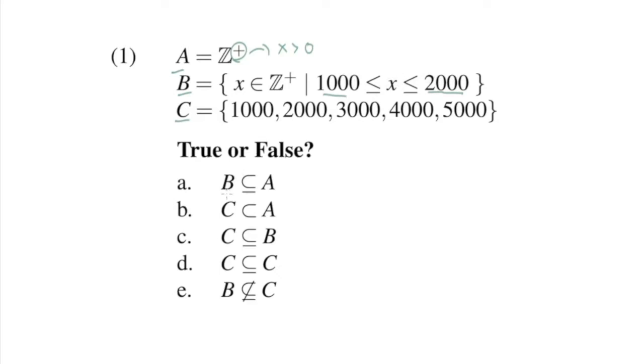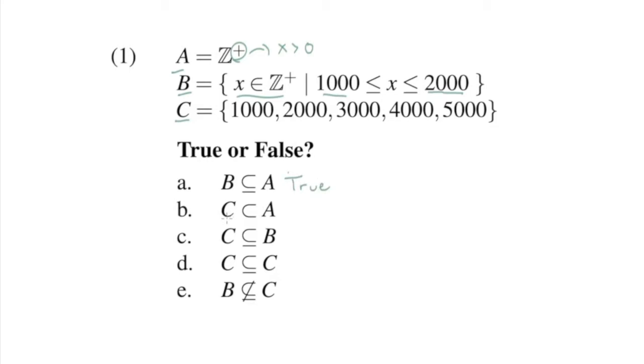Okay, so first off, is B a subset of A? Well, we know that all the elements of B have to come from the positive integers. That's what this symbol means here. So x comes from the set of positive integers, and A is the set of positive integers. So every element of B has to be from the set A. So that meets our definition for subset, so this statement is true.